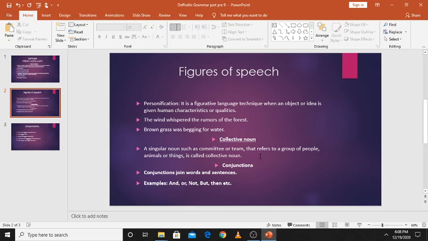Okay, now you have understood. The remaining exercise of the collective noun you can see in the notes, and you can take examples from the notes as well. Next we have the conjunctions.